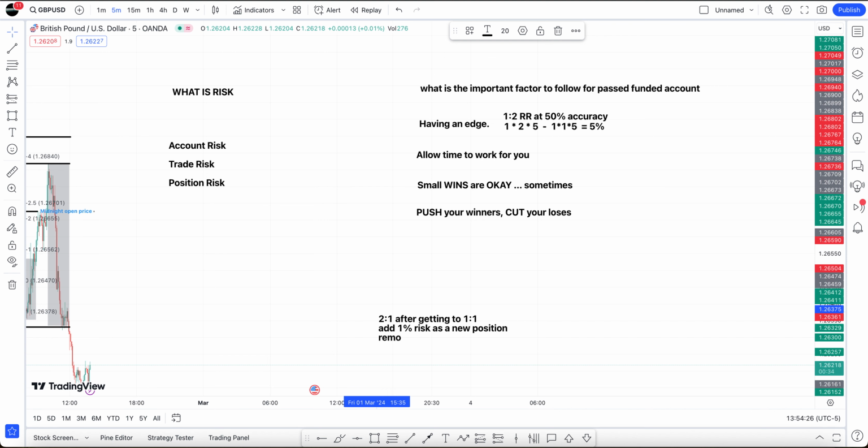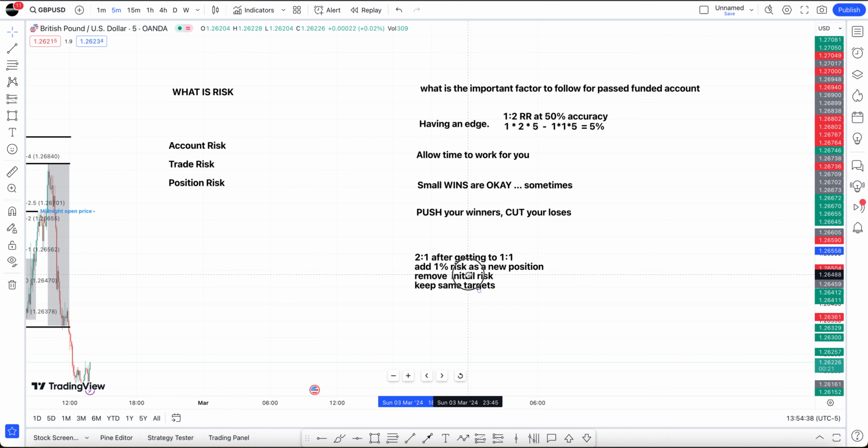And remove initial risk. Keep same targets. So a lot of the time when you're trading 2 to 1 or risk to rewards, numbers like that, like 2 to 1, 1.5 to 1, you'll see a lot of the time once they reach that 1 to 1 point, it very often goes straight to 2 to 1 or 1.5 to 1, and you could have made another percent.